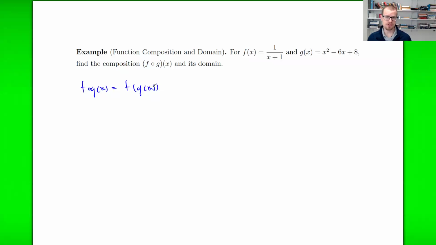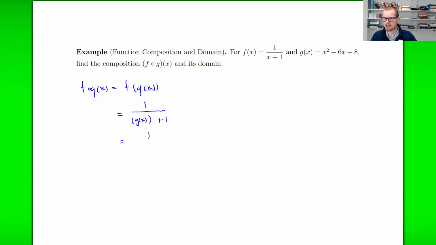And again, I'm going to do the same thing that I did previously, and I'm going to take the function f, and I'm just going to plug g in for x. So I have 1 divided by x plus 1. But the thing that I'm plugging into f in this case is g. So this is g of x.